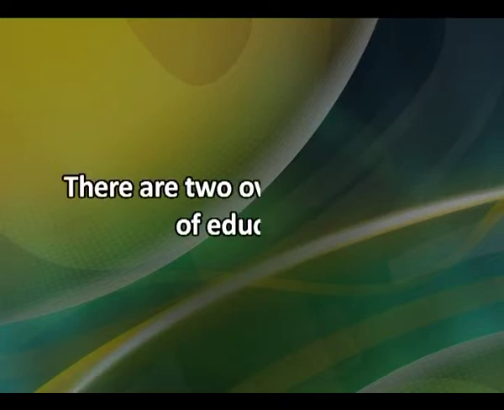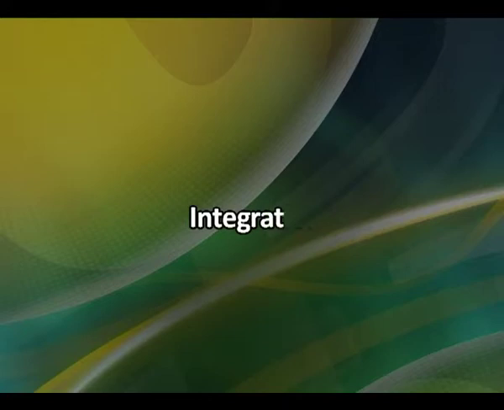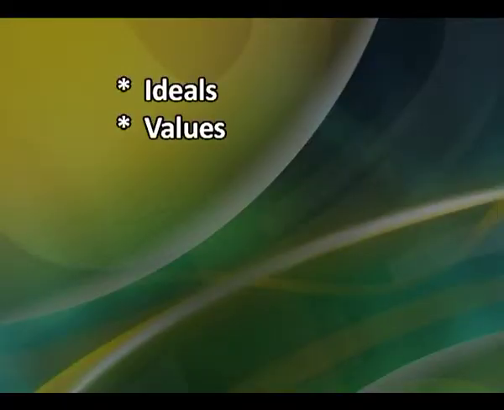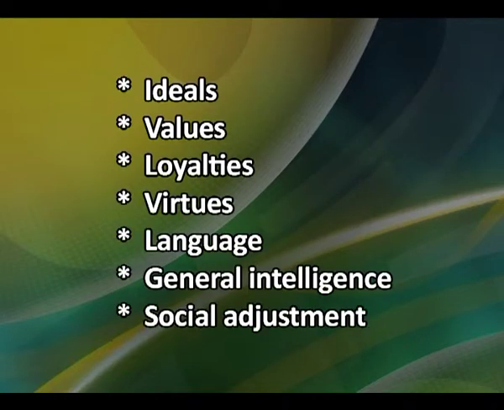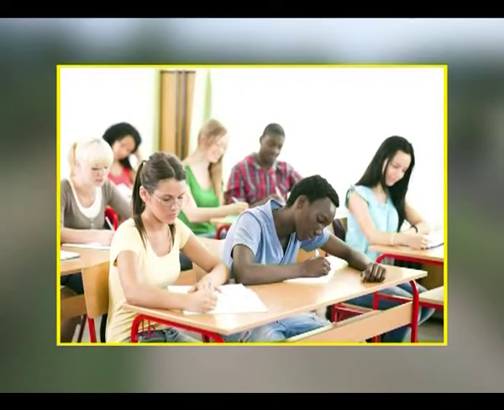Second, educational placement. There are two overall functions of education. First, the integrative, and second, the differential. Integrative education is according to individuals' aptitude and is designed to make people alike in their ideals, values, loyalties, virtues, language, general intelligence and social adjustment. It is also referred to as general education. It gives cohesion to the social group. Differential education, on the other hand, is designed to prepare individuals for the required professions and specialties.